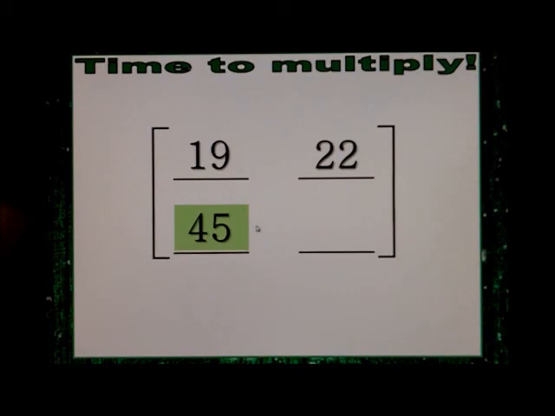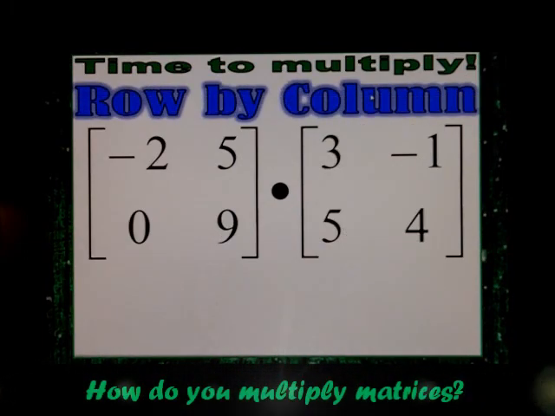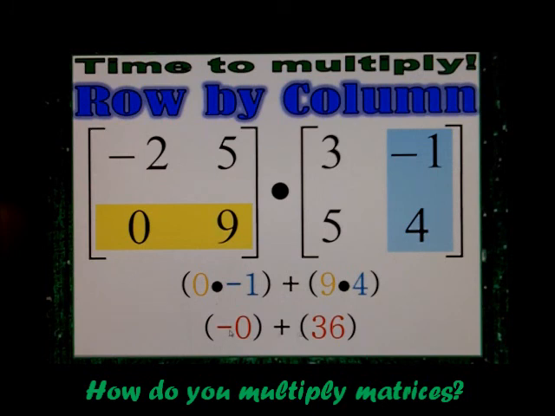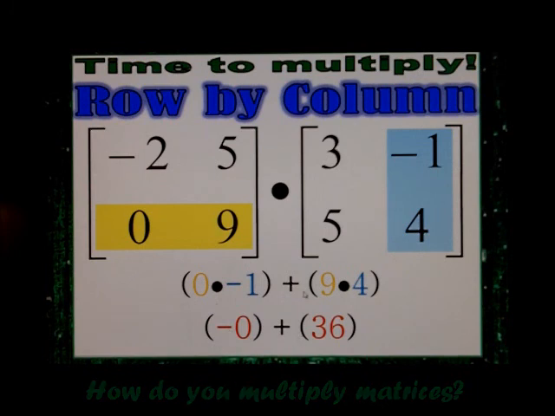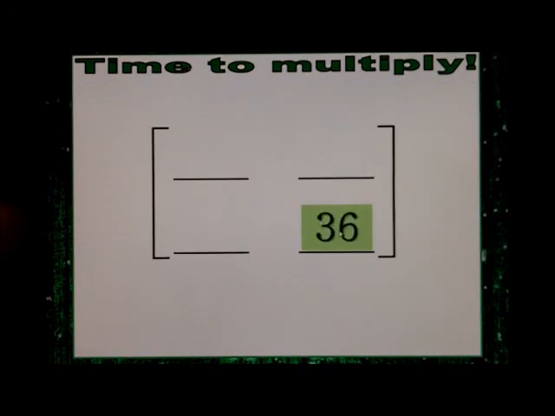Let's get one more, the spot right here on the right. How do I do that? Row by column. Getting used to that by now. I take this row times this column, and that gives me 0 times -1 and 9 times 4. 0 times -1 gives me 0. Apparently it shows -0, but that's a typo. It should just say 0. 9 times 4 is 36. So 36 goes in this particular spot right there.